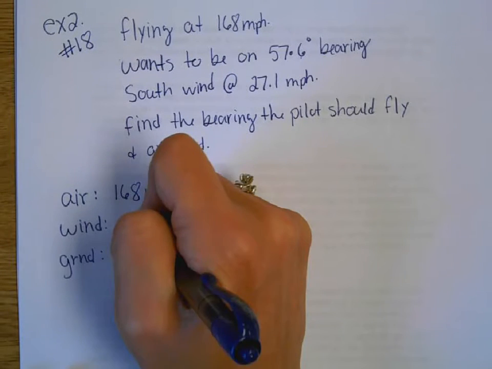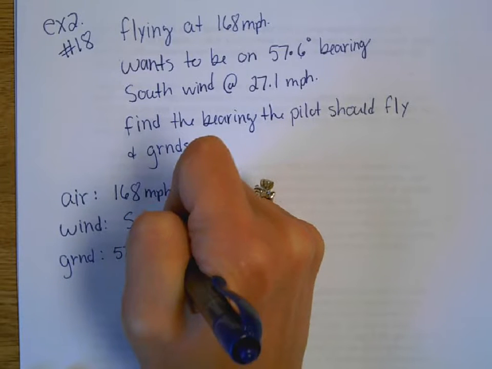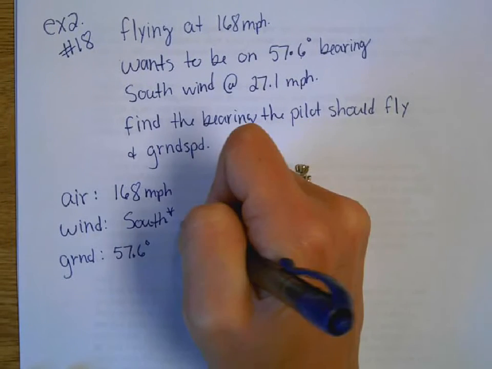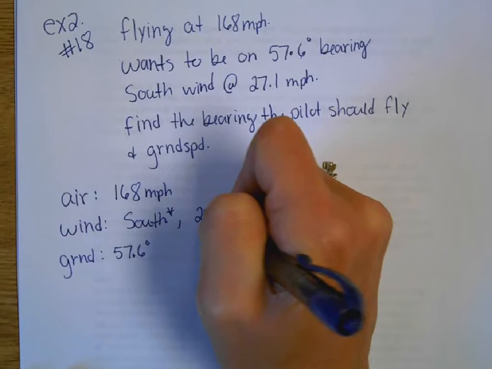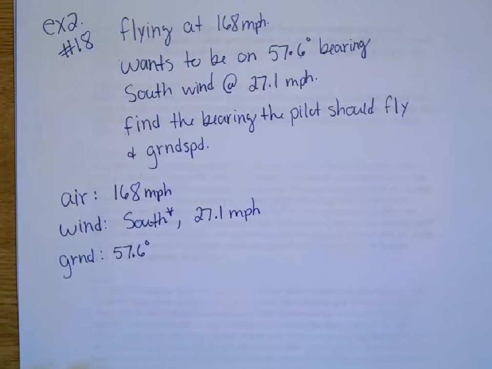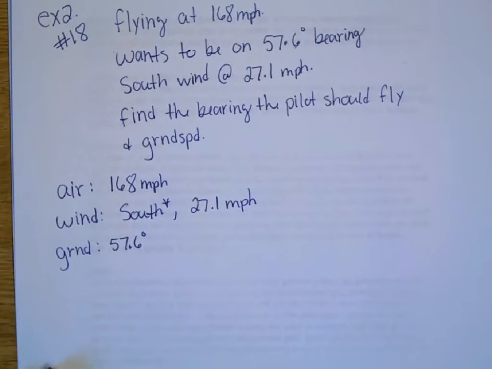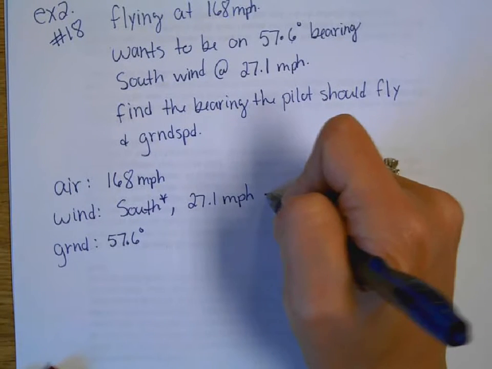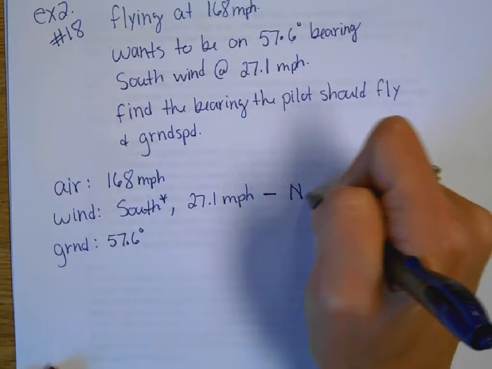But the wind, they always give you both things about the wind. We've got a south wind, which has to get fixed. That's where it's blowing from, and at 27.1 miles per hour. It's actually going north. So it's actually going to go north when we draw it. So we want to draw this north.